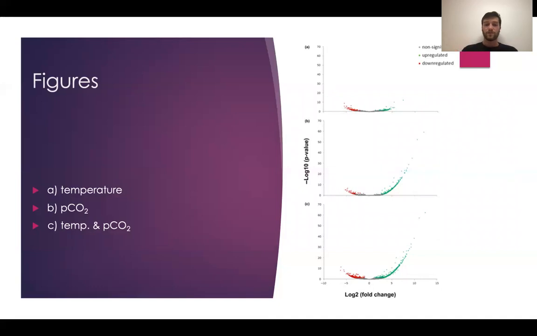On the last row, you see lobsters exposed to high temperature and high carbon levels. Red dots are downregulation, green dots are upregulation. This is the most dramatic effect that we've seen on the genes throughout the study. We can see the combination of both factors really affects the way these lobsters develop.